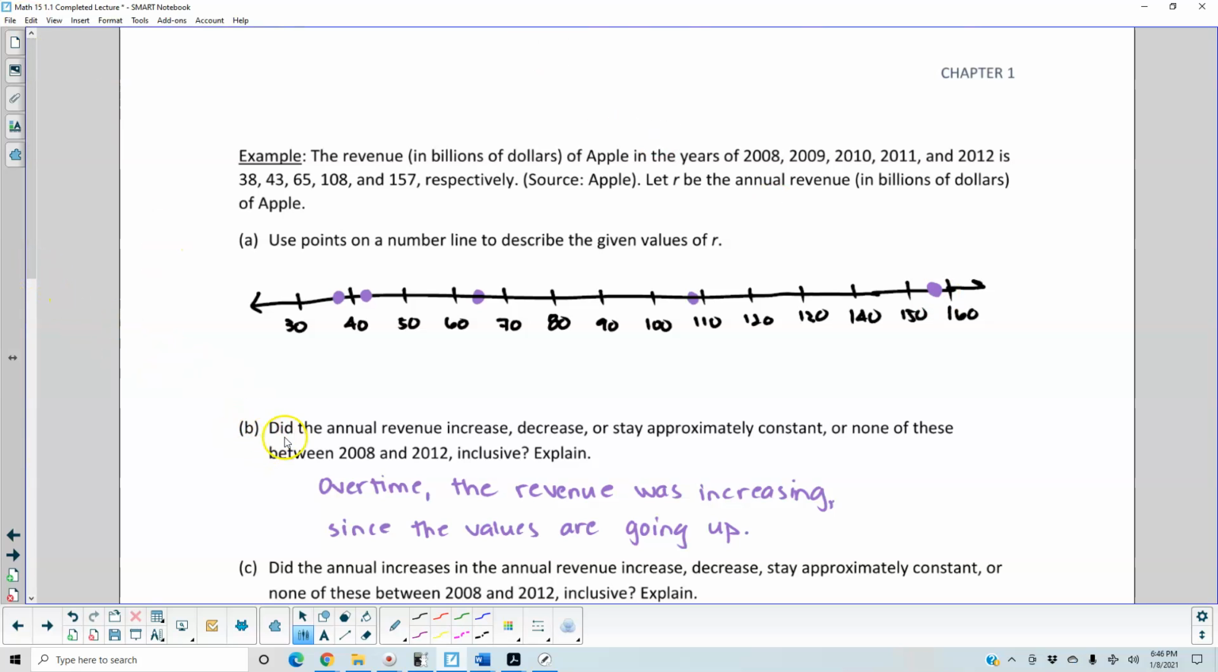In part B, it says, did the annual revenue increase, decrease, or stay approximately constant, or none of these between 2008 and 2012 inclusive? When it says inclusive, we have to include all the years between 2008 to 2012. So again, it's asking us if it increased from 2008 to 2012. So over time, the revenue was increasing. Since the values are going up, you can see here it's going up from 2008 to 2009 and so on, all the way to 2012.